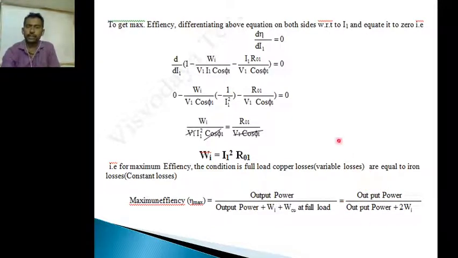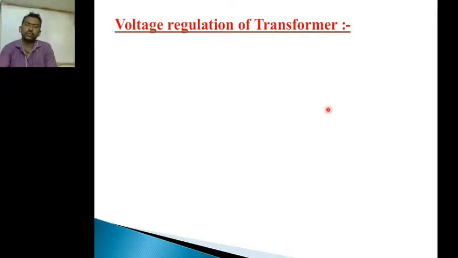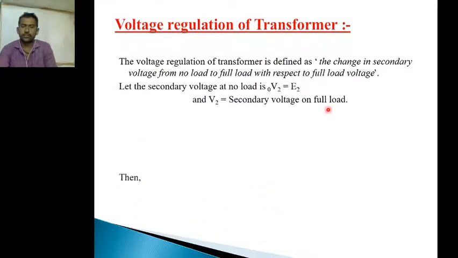Coming to the regulation, the voltage regulation of the transformer: what is the statement of the voltage regulation? The change in the secondary voltage from no load to full load with respect to the full load voltage is called the voltage regulation of the transformer. So the no load secondary voltage is E2 and the full load secondary voltage is V2. So the voltage regulation can be given as E2 minus V2 divided by V2.